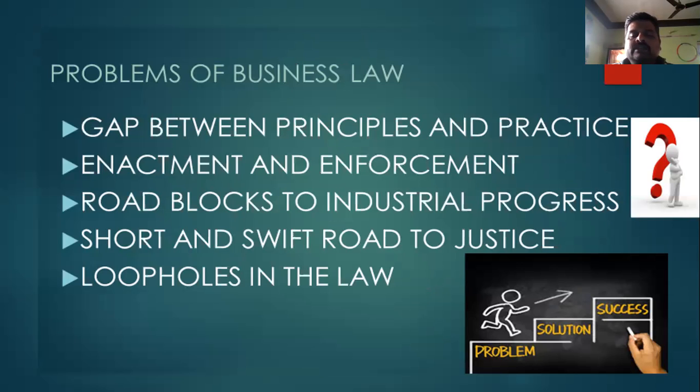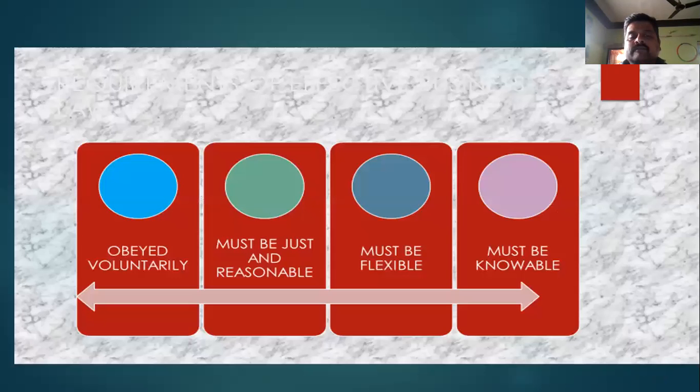Then roadblocks in industrial progress. There are many such roadblocks. Nobody uses the land, nobody uses the roadways. Then definitely there are roadblocks, and industrial progress becomes very difficult. Short and swift road to justice: you don't get that easily, you cannot get justice. Loopholes in the laws: people take advantage of these loopholes. That is a problem everybody faces in our country because of problems in business laws.